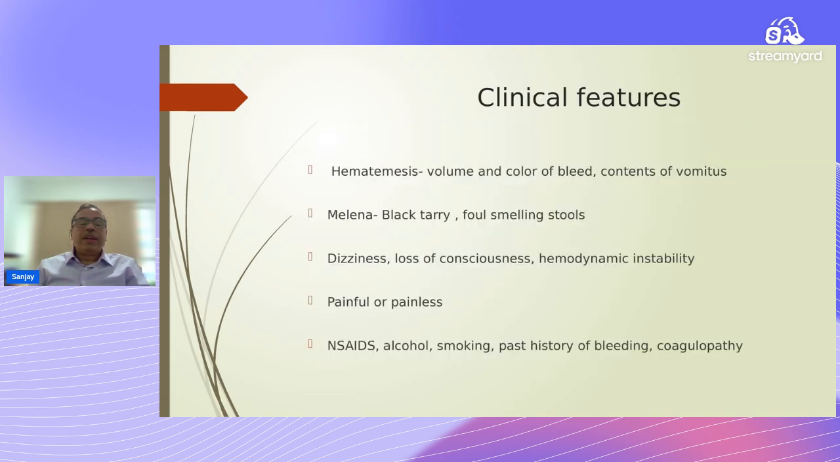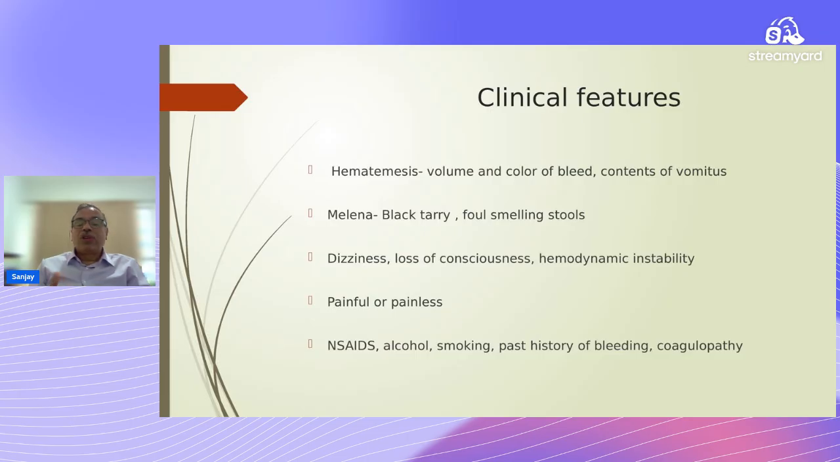So, what are the clinical features when a patient comes to you in an emergency department with a history of having vomited blood? What are the important clinical features? Of course, the most important is hematemesis. And when you're taking a history from the patient, you have to ask a few important questions. Number one is, what is the volume of the vomitus? That would give you roughly how much blood is lost, depending on the volume and how many episodes occurred. That is also very important.